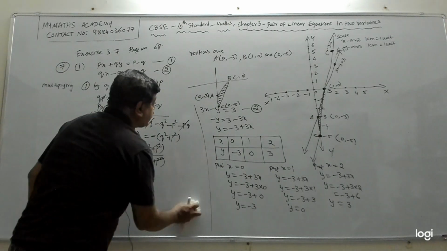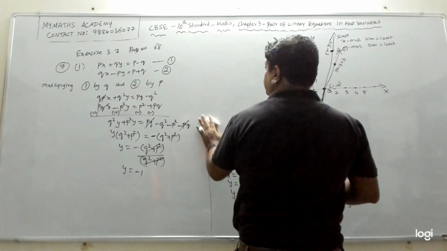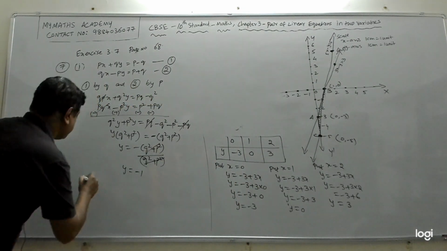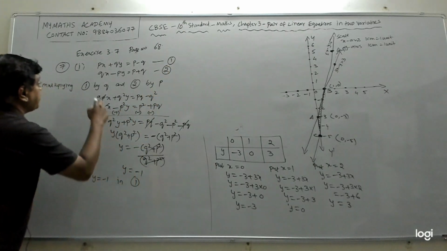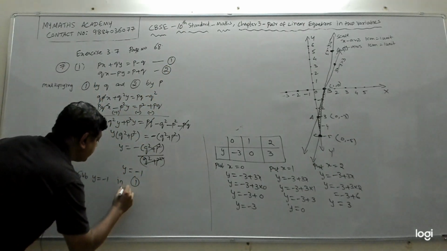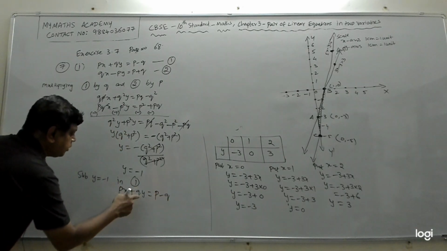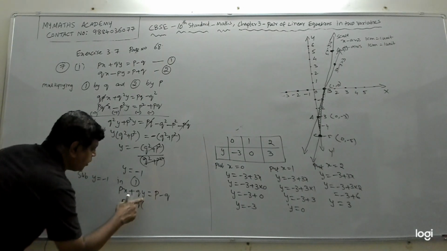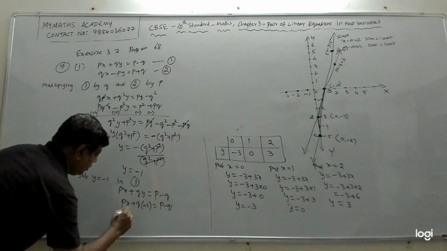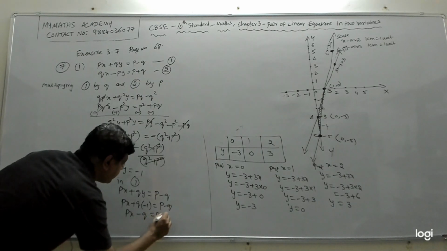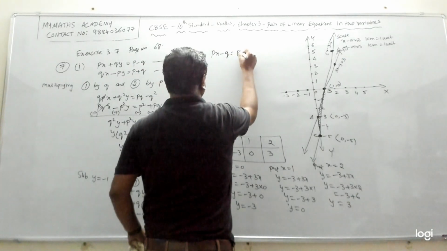Now we need to find the value of x. Right? Which means we will substitute the value of y as minus 1 in one of the equations. So we will substitute it in 1. So I will say substitute y is equal to minus 1 in the first equation. We can substitute in the second also. First equation is what? Px plus qy equal to p minus q. Now substitute y is equal to minus 1 here. I'll get px plus q into y. Y is what? Minus 1. Minus 1 equal to p minus q. Now px minus q equal to p minus q. Right? I am writing the same thing again.